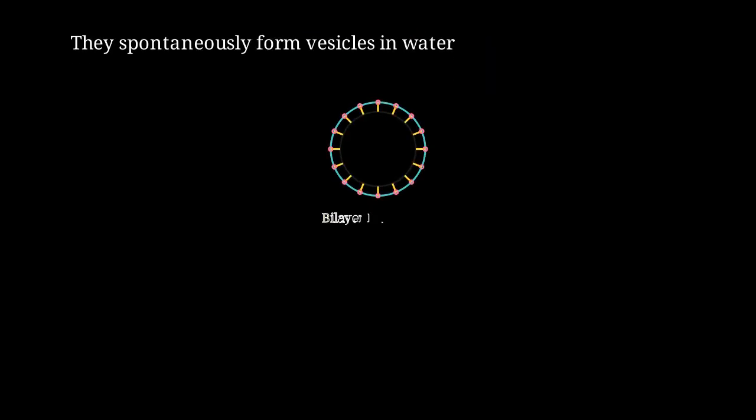The vesicle has a bilayer membrane with hydrophobic tails pointing inward and hydrophilic heads facing the water. Remarkably, experiments show these fatty acid vesicles can both grow and divide under certain conditions. Let's examine the growth and division cycle of fatty acid vesicles.